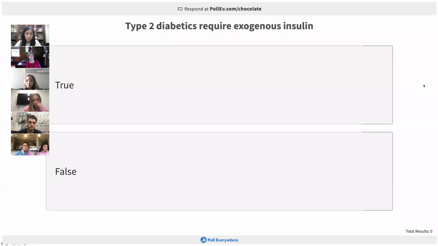Okay, so this is from last week. Type 2 diabetics require exogenous insulin, true or false?